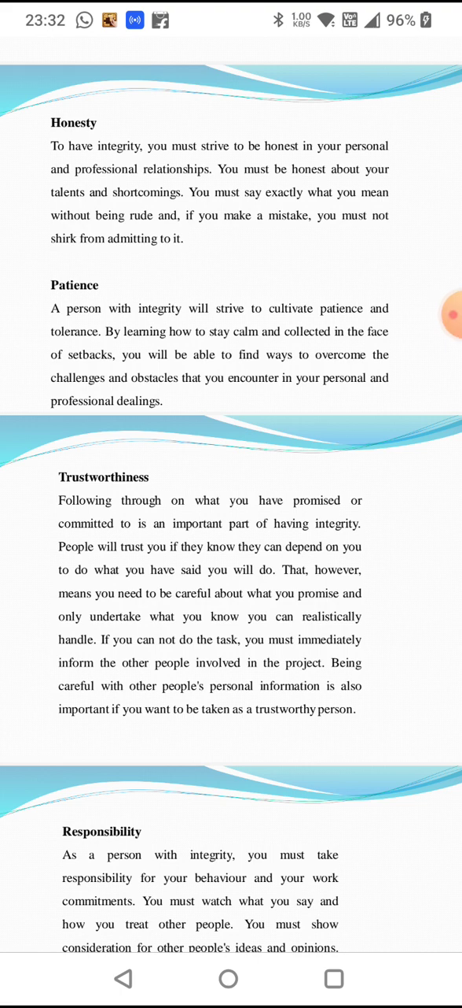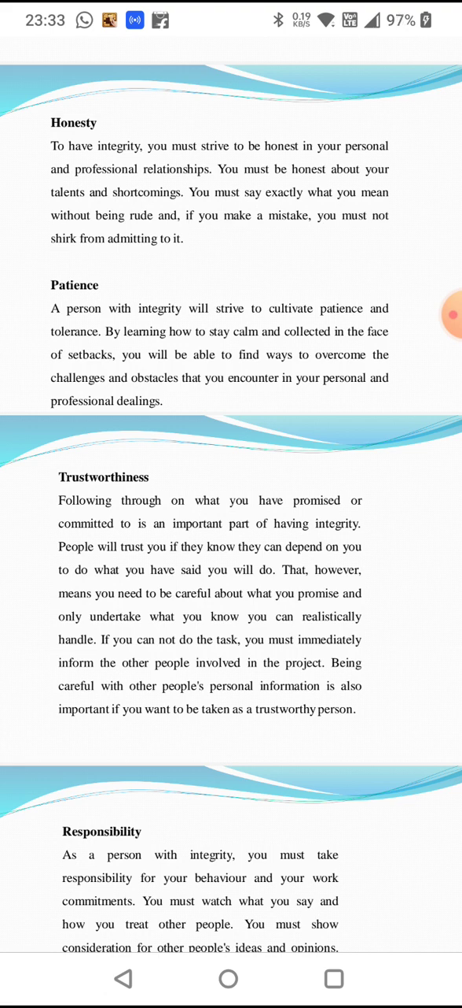A person with integrity will strive to cultivate patience and tolerance by learning how to stay calm and collected in the face of setbacks. You will be able to find ways to overcome the challenges and obstacles that you encounter in your personal and professional dealings.